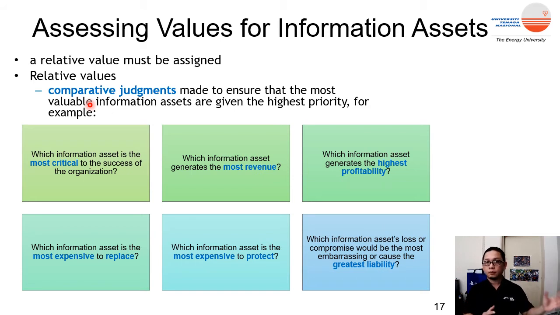So perhaps in the previous example, you have category of people, category of procedures, category of data. You give a certain priority number for each of those categories. And from those subcategories, also give proper ranking to each of the information assets that you have identified. So how do you give the relative value? How do you decide? You can base your decision on this guideline. First of all, which information asset is the most critical to the success of your organization?